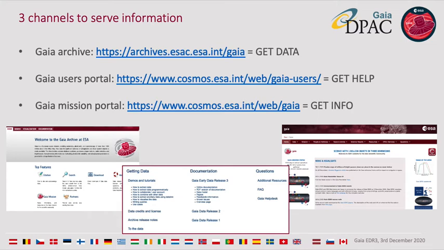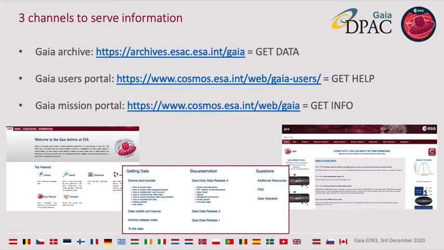And then we have the Gaia users portal. This is the location where you go to get help and to understand how to extract the data, but also understand how the data was produced. It will also be the location that you will be sent to when you want to create a Gaia user account. At last, we have the Gaia mission portal. This is what we refer to as Gaia Cosmos. It's a location that you go to get information on the Gaia mission, but also on the data releases.